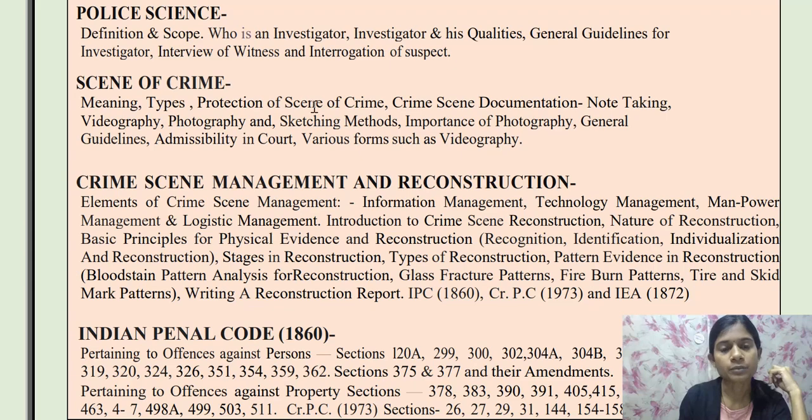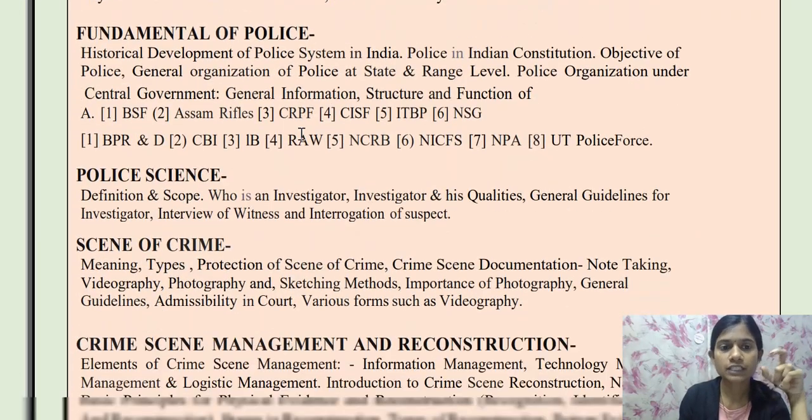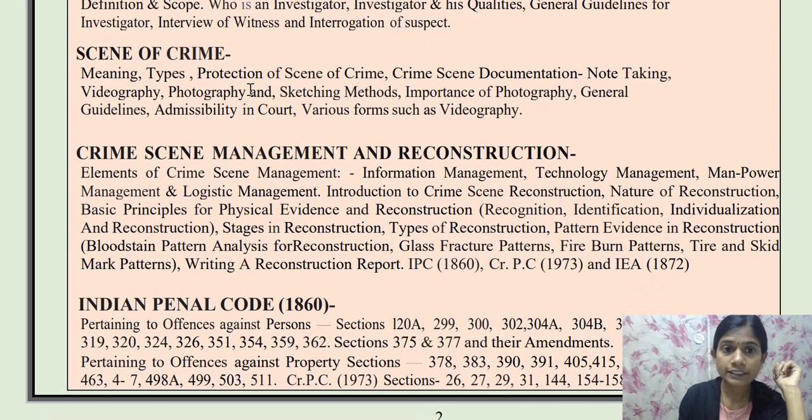Then scene of crime. In the last topic we discussed physical evidences specifically, and here it is scene of crime: meaning, types, protection of the scene of crime, and crime scene documentation. In the documentation of a crime scene we go with four methods: note making, videography, photography and sketching. These are included in the documentation.